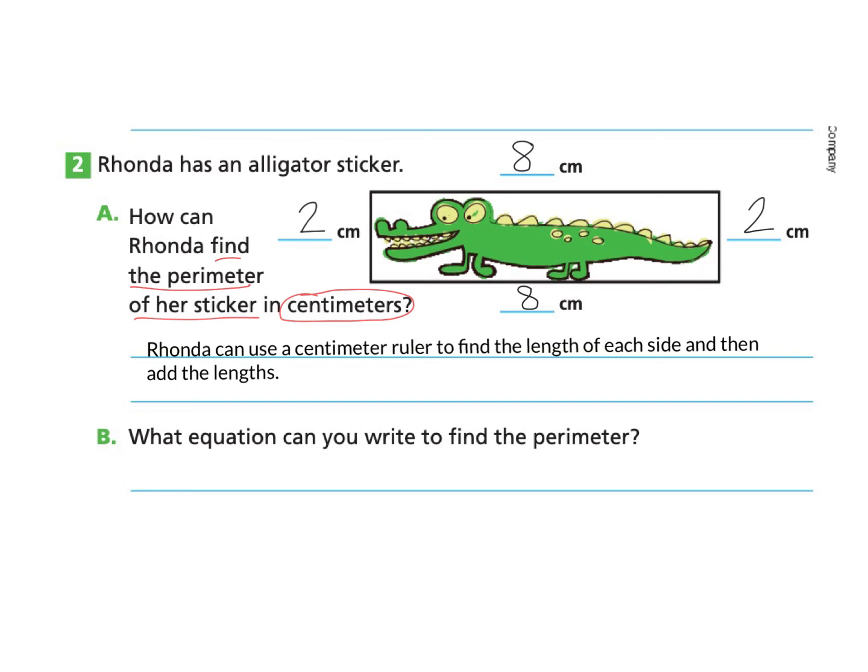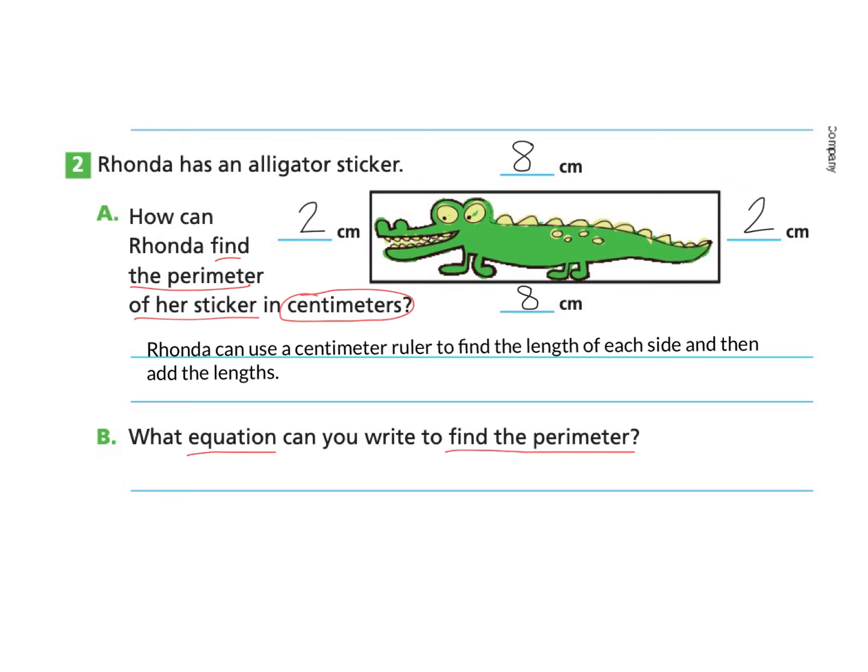Now we can take a look at Part B. What equation can you write to find the perimeter? If you would like to pause and try this part on your own and come back, you may do so, or just follow along with me.